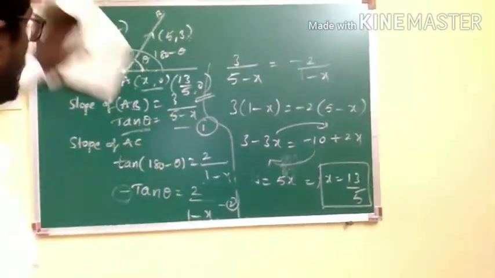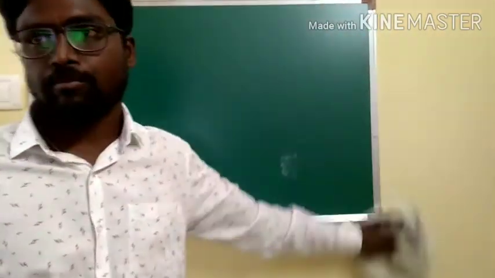Okay, let's go for the next problem. So the point is 13 by 5 comma 0.